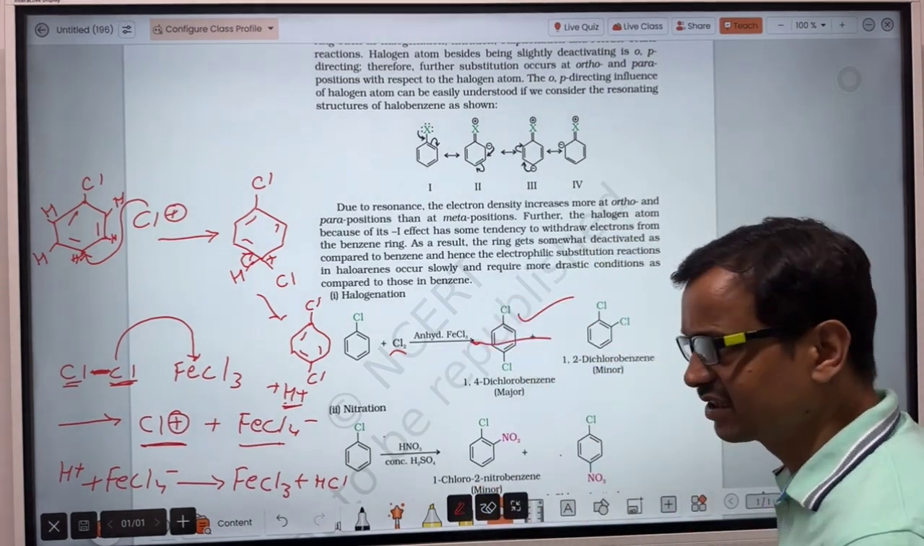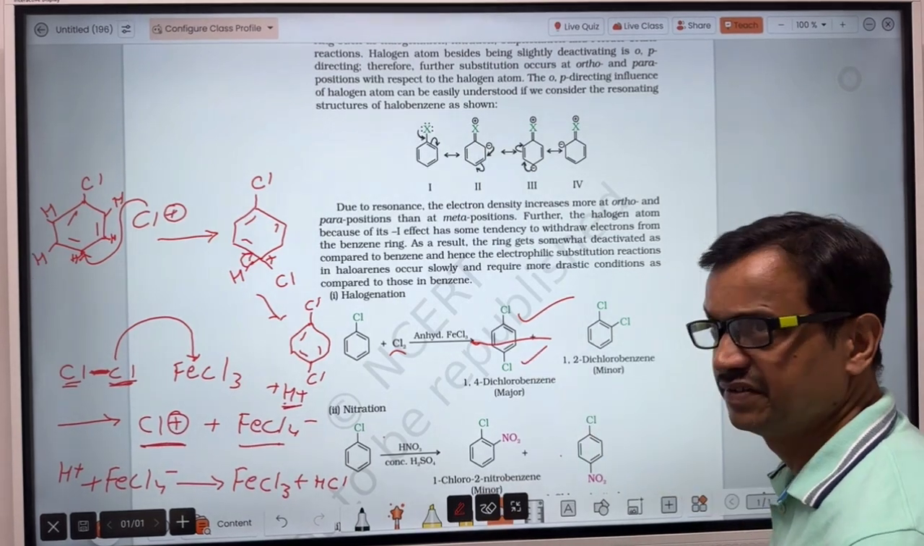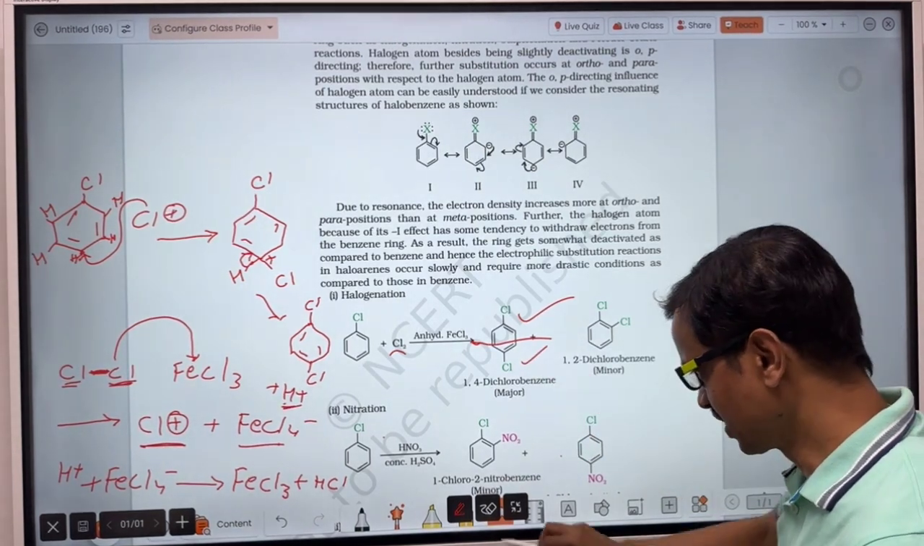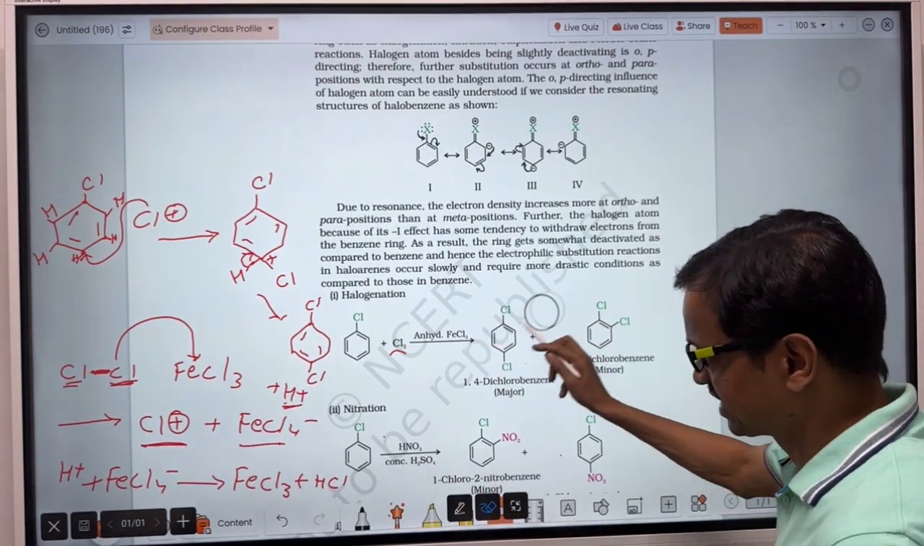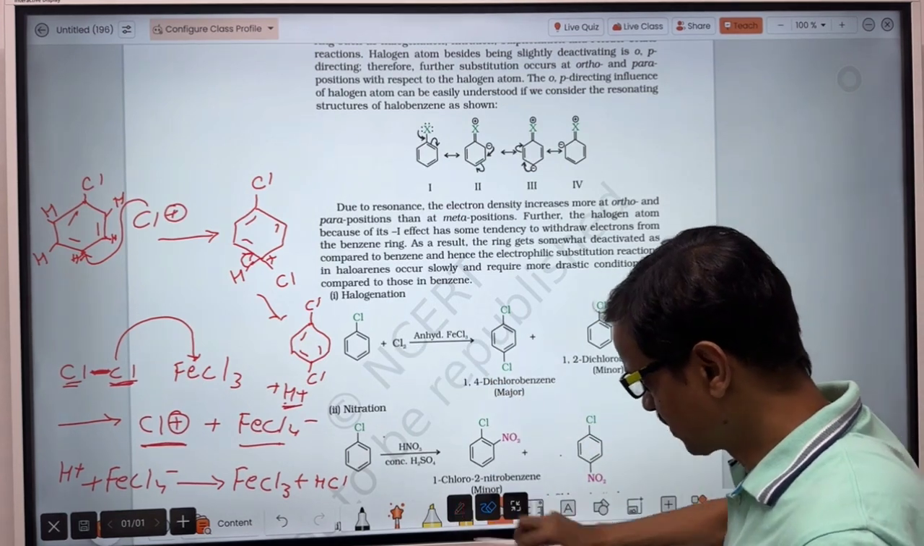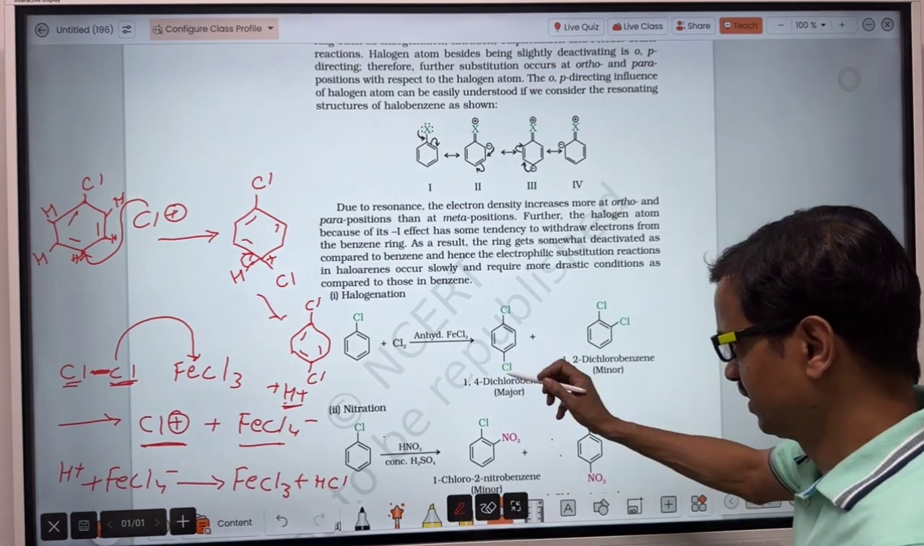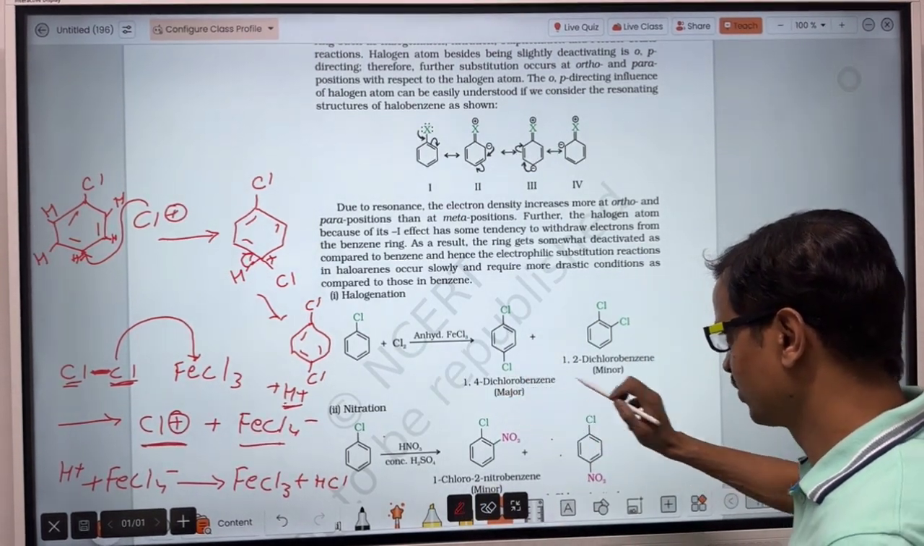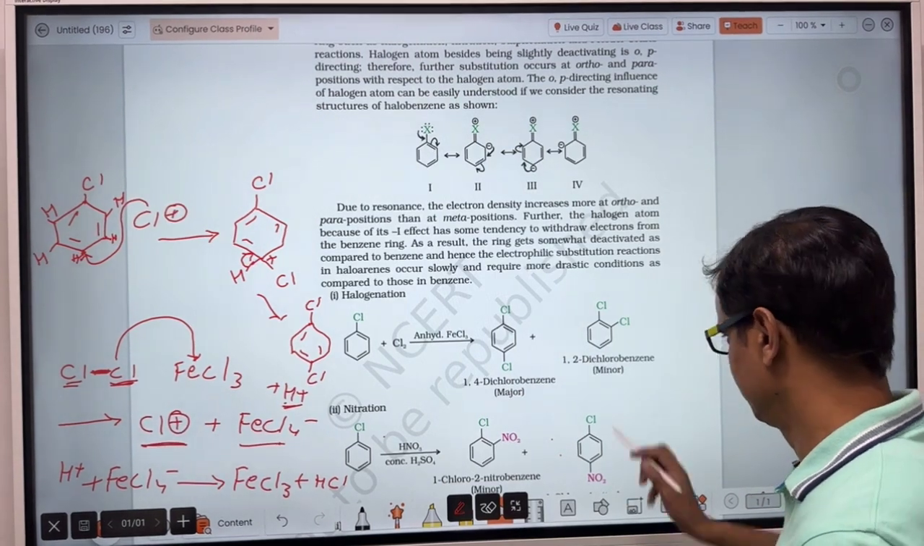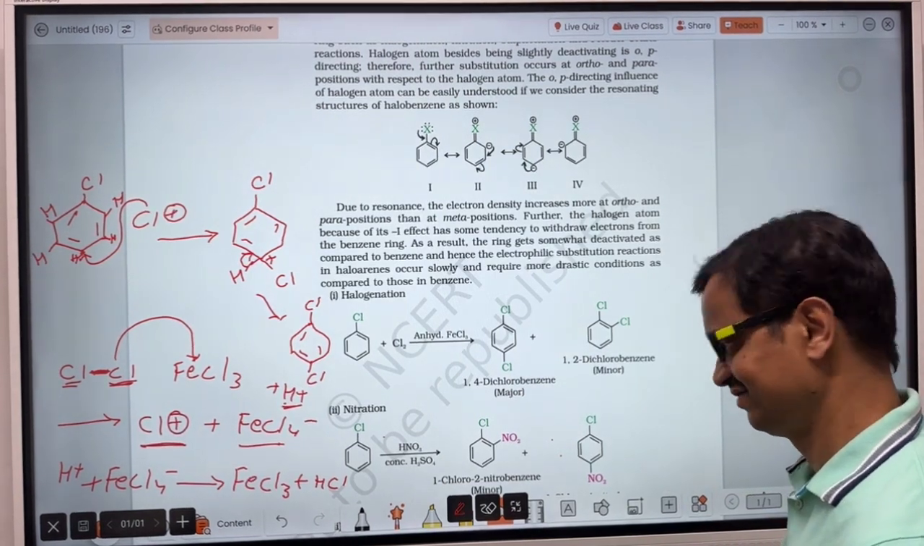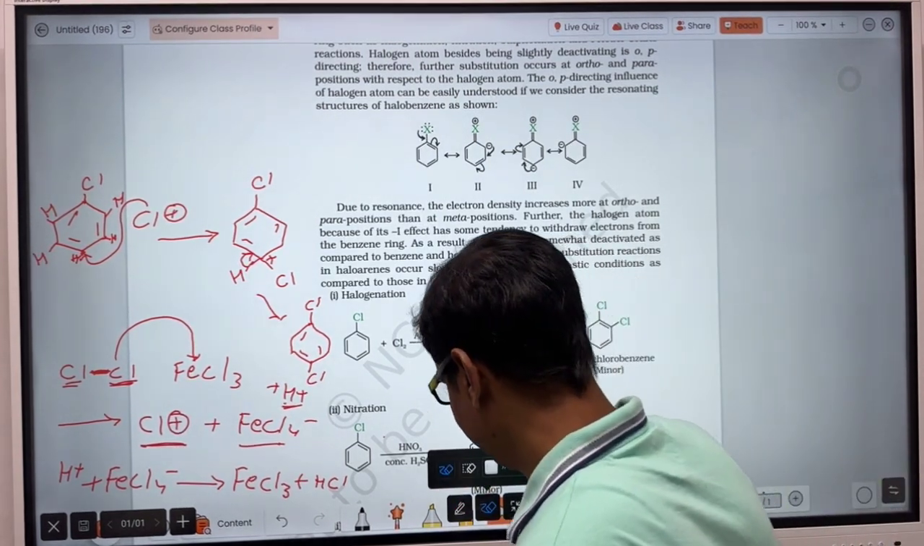This structure is more symmetrical, so it will be the major product. So the para substituted product is more symmetrical. That's why the para substituted product will be the major product. So that's why 1,4-dichlorobenzene will be the major product. Here, this one. Okay.